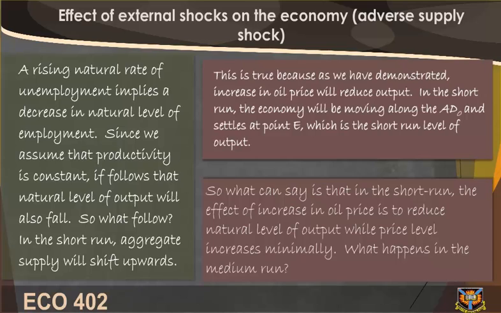In the short run, the economy will be moving along the AD curve and settles at point E', which is the short-run level of output. So what we can say is that in the short run, the effect of an increase in oil price is to reduce the natural level of output while price level increases minimally. What happens in the medium run?